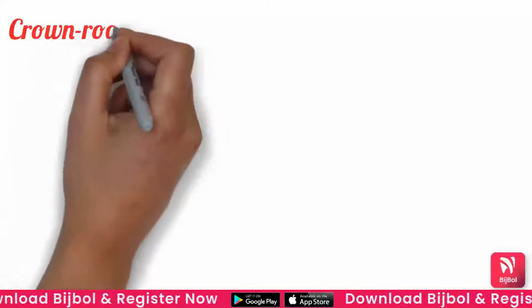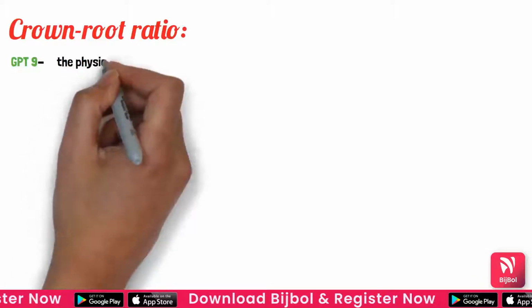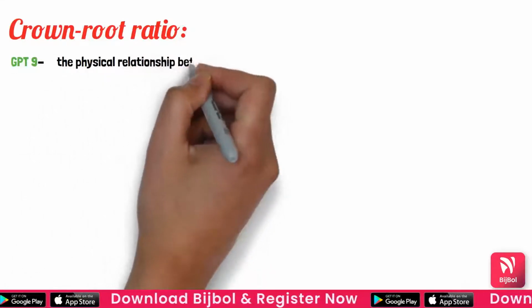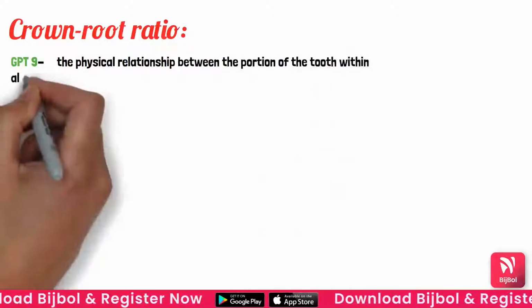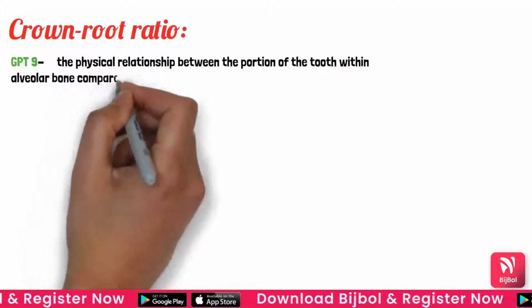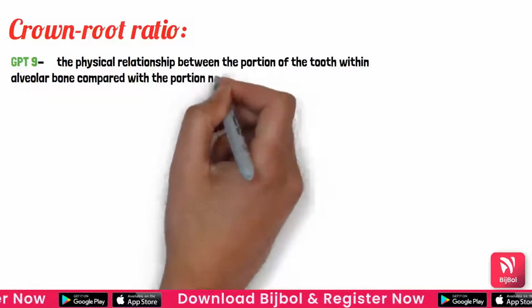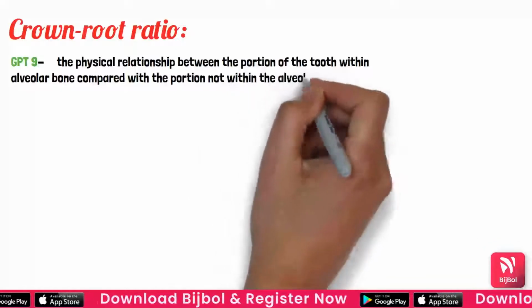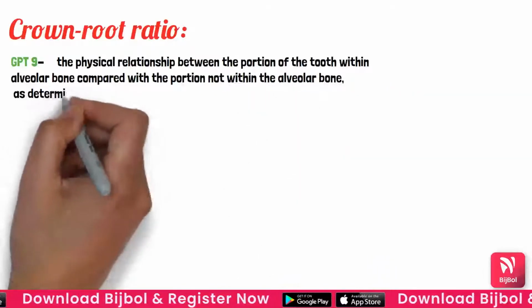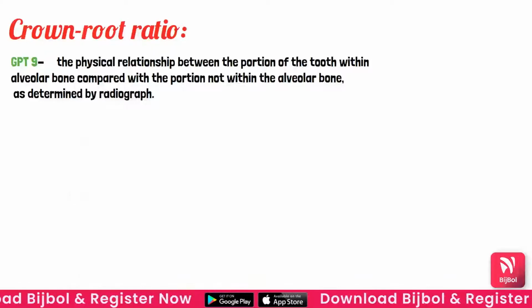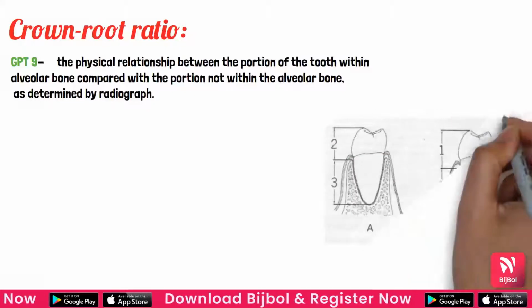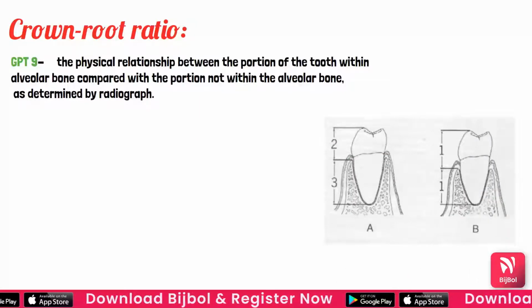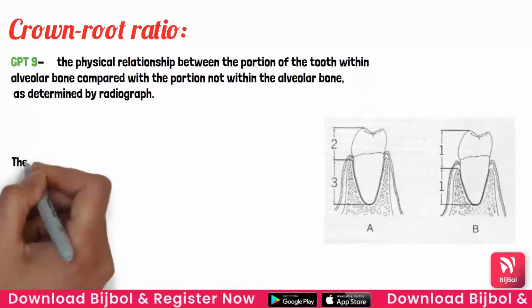Now coming to the crown root ratio. What exactly is crown root ratio? It is the physical relationship between the portion of the tooth within the alveolar bone compared with the portion of the tooth which is not in the alveolar bone. Even in the root portion, some amount may not be within the alveolar bone because of some periodontal disorder or bone loss, and we always have to check with a radiograph. Without a radiograph we cannot judge the alveolar bone support.